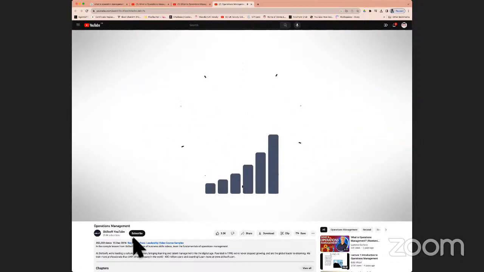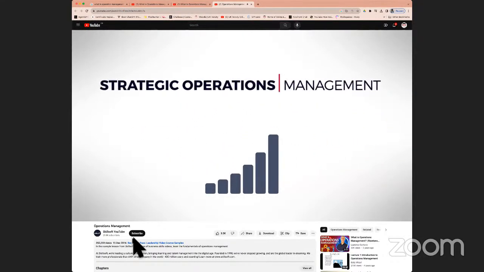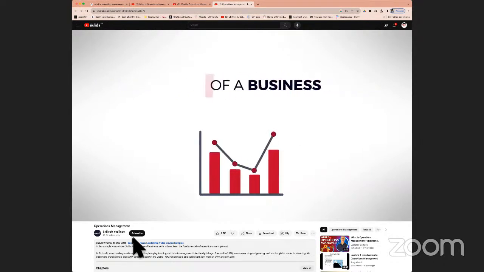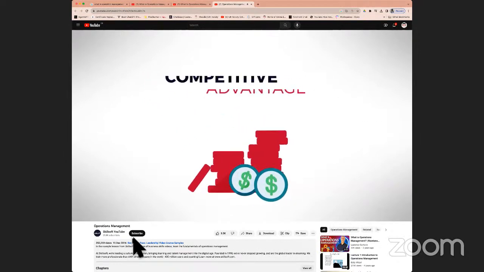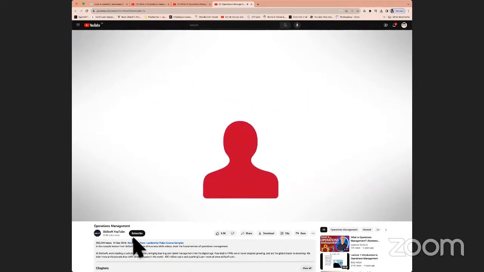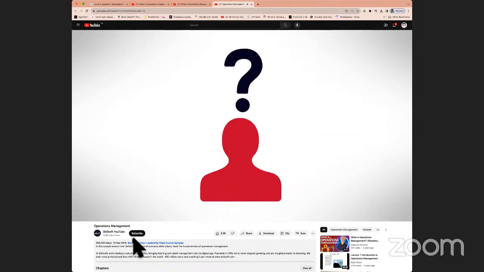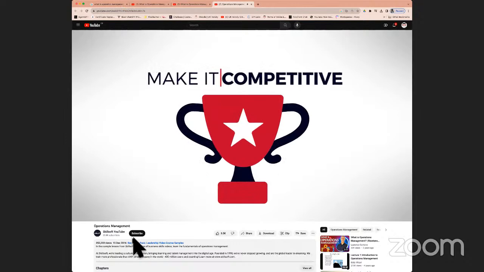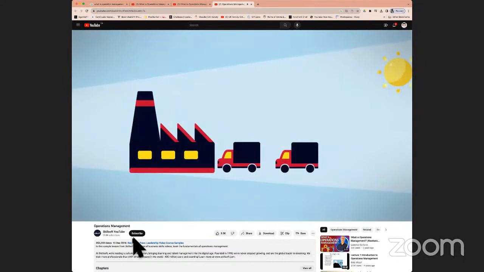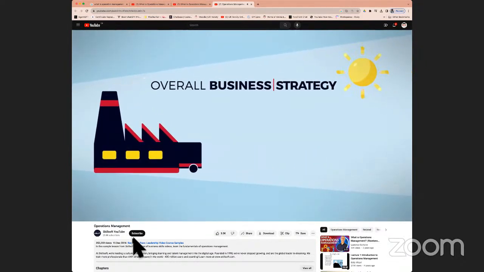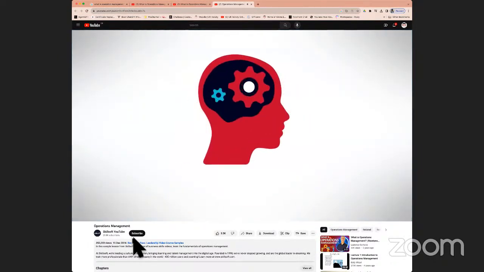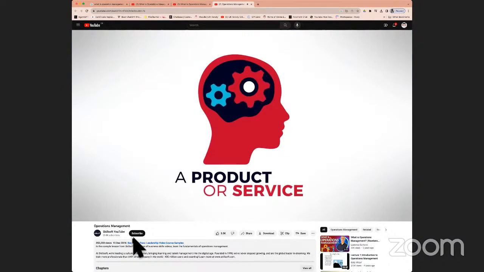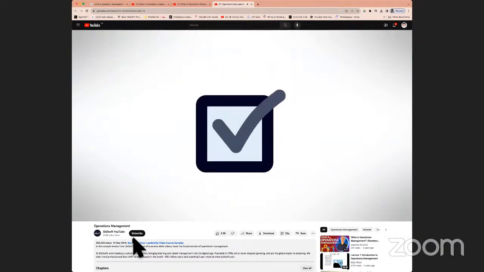The first area, strategic operations management, involves long-term, broad considerations about the viability of a business. How will it create value for customers and gain a competitive advantage? For example, you might need to answer a question like, what are the unique features of our apparel business that make it competitive? Successful strategic operations management aligns an organization's operations to an overall business strategy. A second area is product design. This is where you make decisions about the features of a product or service. What features will make it a success?